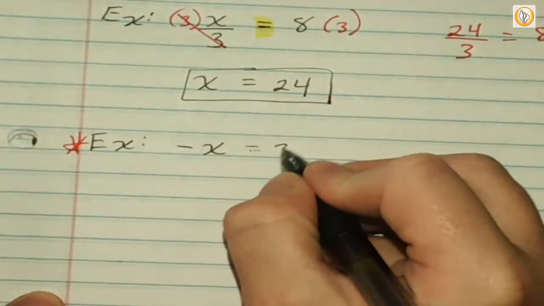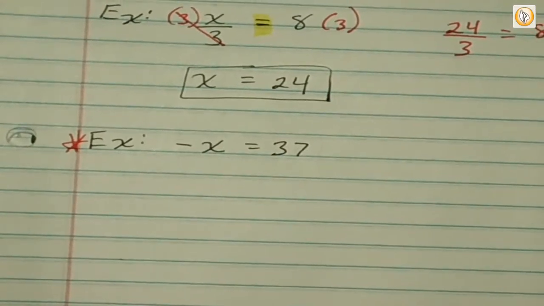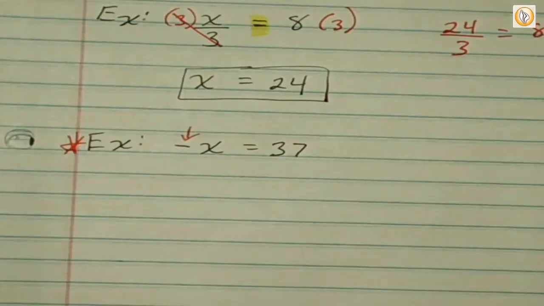Okay. Look at this. Negative X equals 37. That looks weird. Do you think that negative sign should go right there in front of that variable? No. By the tone of my voice, you should know the answer is no.